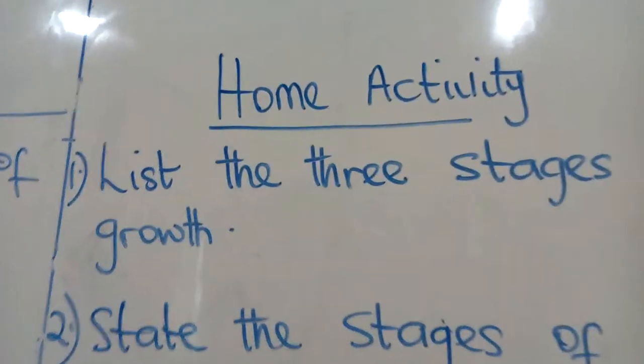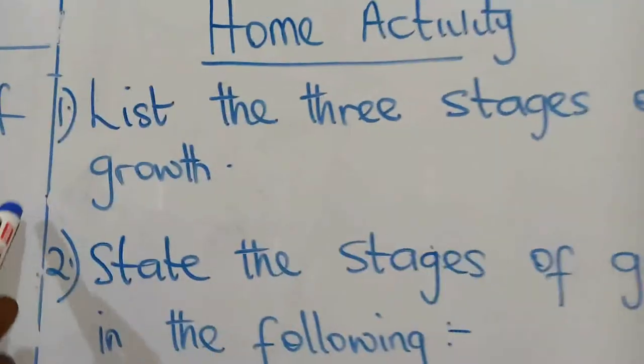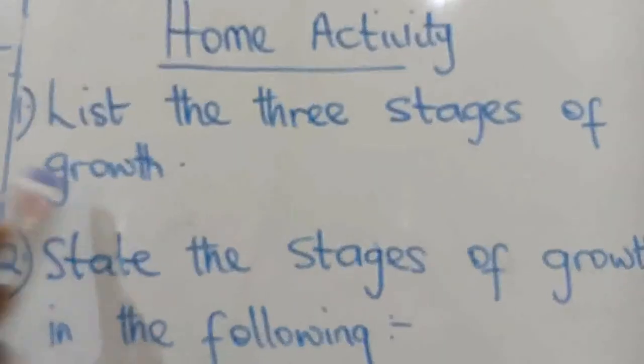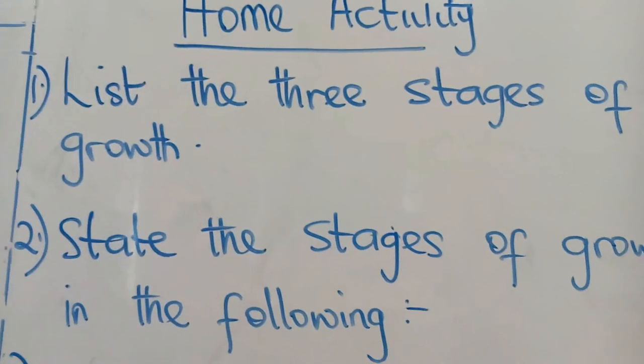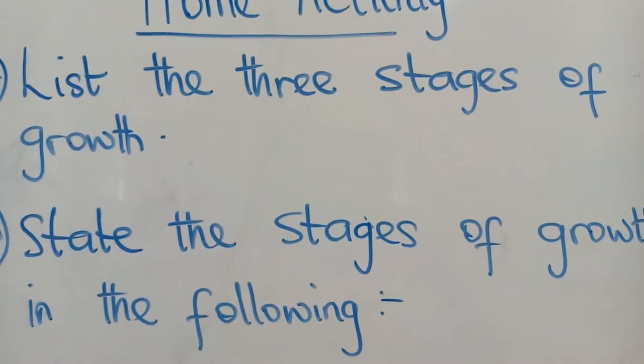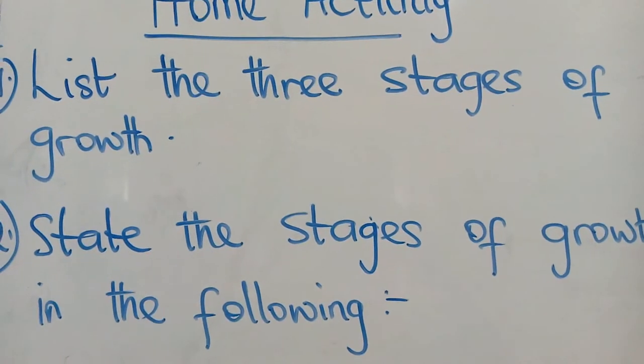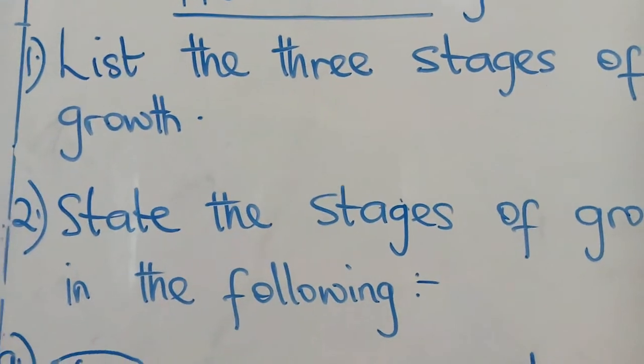Homework is here on the board. Number one, list three stages of growth. I told you that the three stages of growth are what? Egg, young bird, and adult bird.